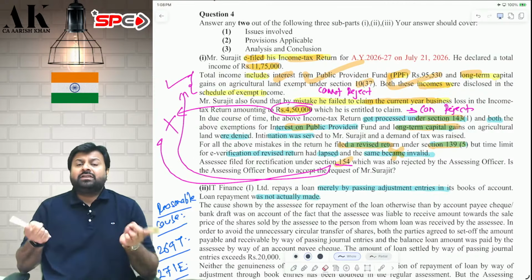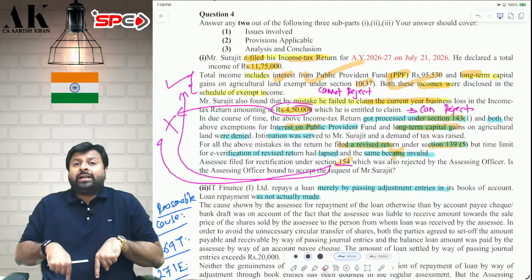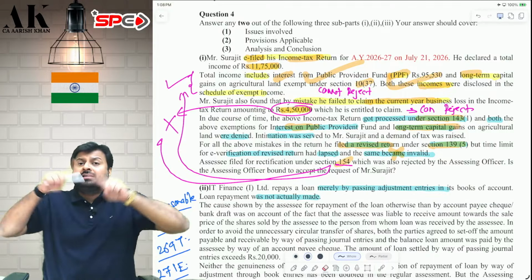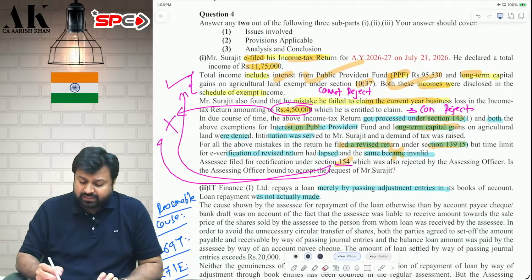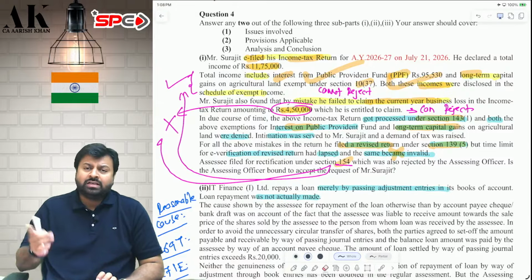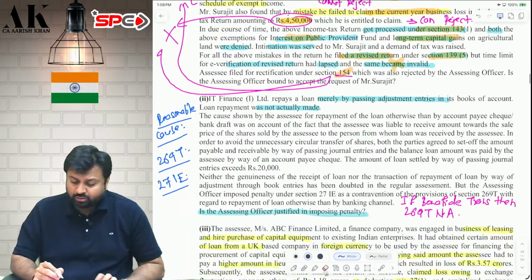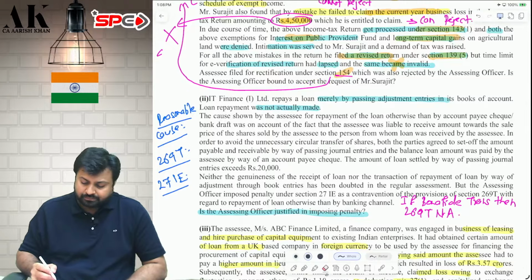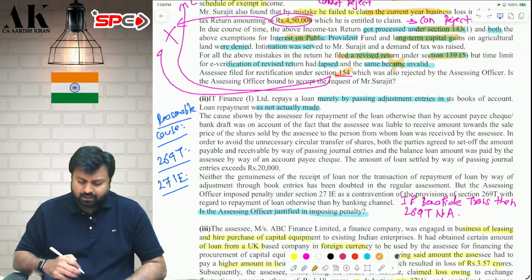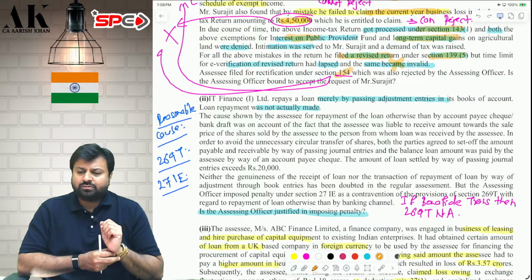So the assessing officer will rectify something which is a part of the return. Assessing officer will not rectify something which was never a part of the return. Therefore, the assessing officer will not rectify the business loss, but he will rectify the first 2 things. I hope it is clear to all of you. Second question is also a case law. What does this case law say, sir? Pay attention, please. Very, very good case law.